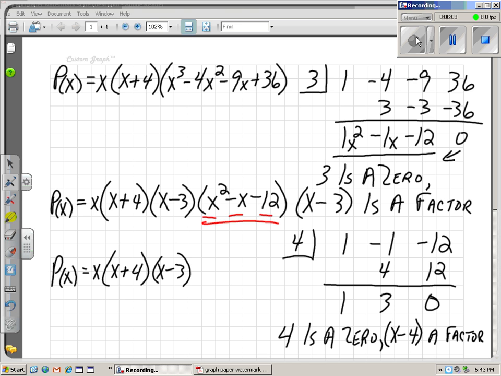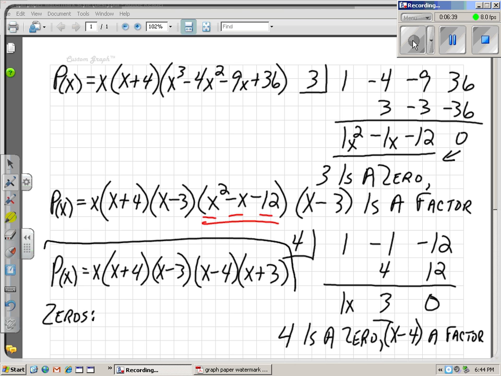So what does our polynomial p look like now? We have our x times our x plus 4 that we found in the first division, times our x minus 3, which we found in the second division, times our x minus 4 that we found in our third division, times whatever is left over, and that's over here. 3 is my constant, and 1 is my x. So x plus 3. So that is my polynomial written as a product of its factors.